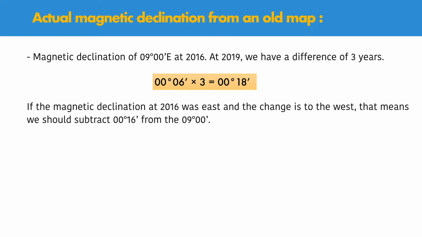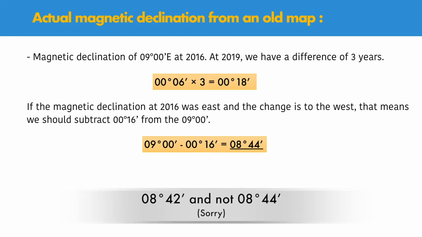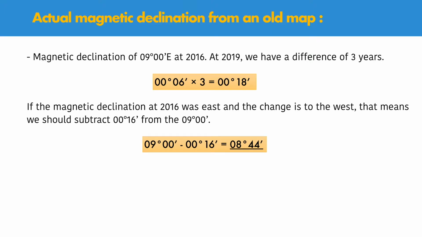If the magnetic declination at 2016 was east and the change is to the west, that means we should subtract 0 degrees 18 minutes from 9 degrees. So 8 degrees 42 minutes east is the current approximate magnetic declination for this map at this year of 2019.